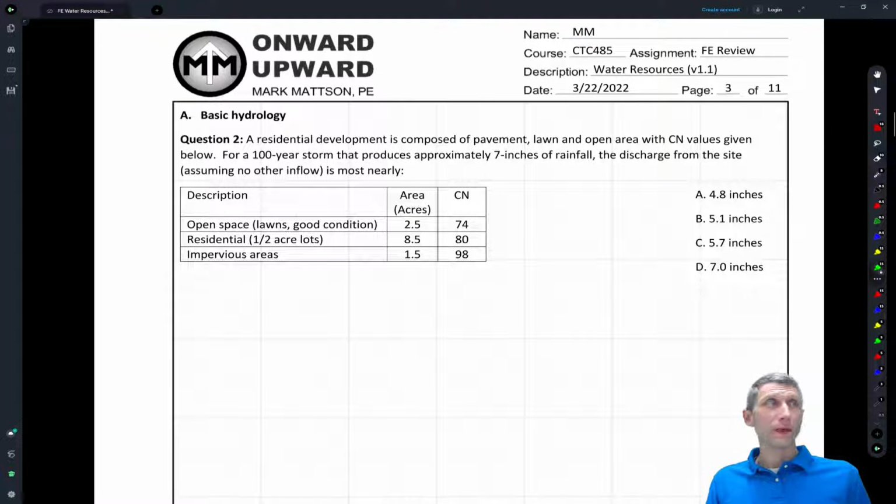a little bit better. Okay, so what we're going to do is find a composite curve number for this site. Basically what we're given here is a residential development. We have pavement, lawn, open area, CN values given.